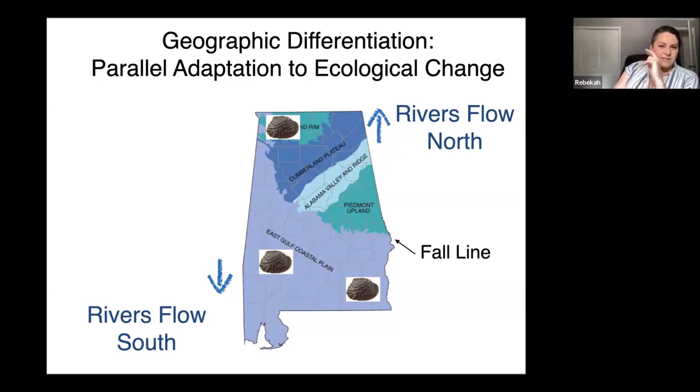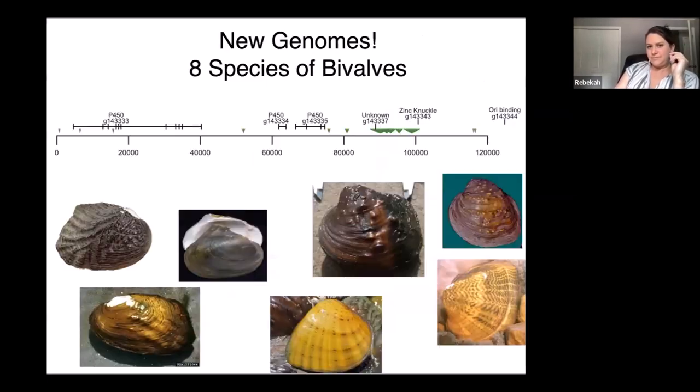That implies that a lot of the selection at Muscle Shoals is fairly recent. If it were ancient, it would be in both of those populations before they got separated. But because it's population specific, we think it's more likely to be very recent.